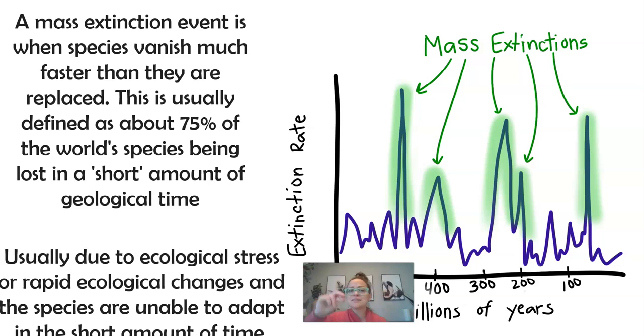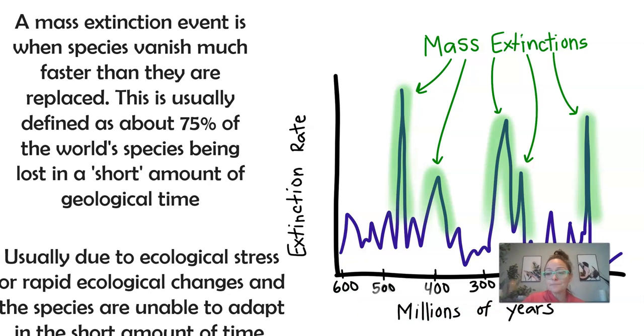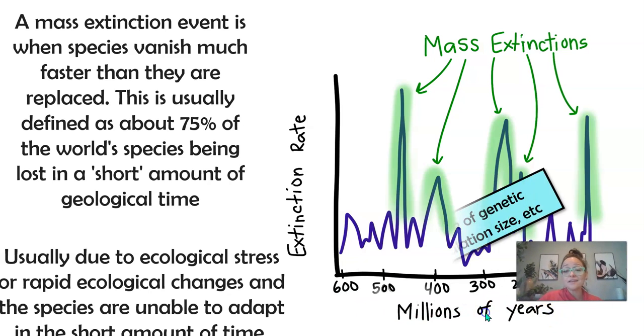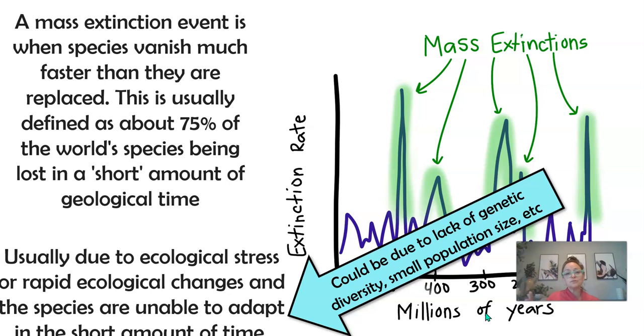But there's some kind of sudden ecological change, and therefore the species that are living at that time may lack the genetic variation to adapt by natural selection. So when we think about evolution and species surviving, this is where having a high amount of genetic diversity and lots of variation in your species increases your odds that a few members will be able to survive changing environments.